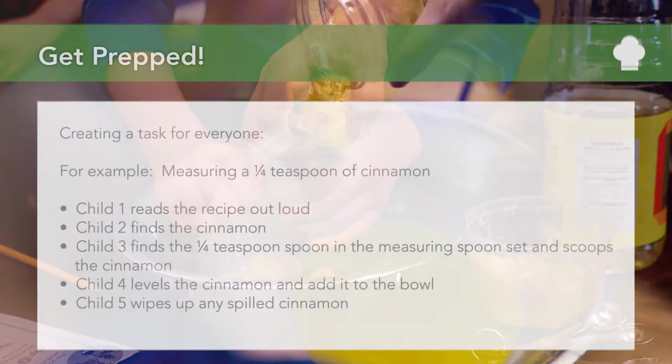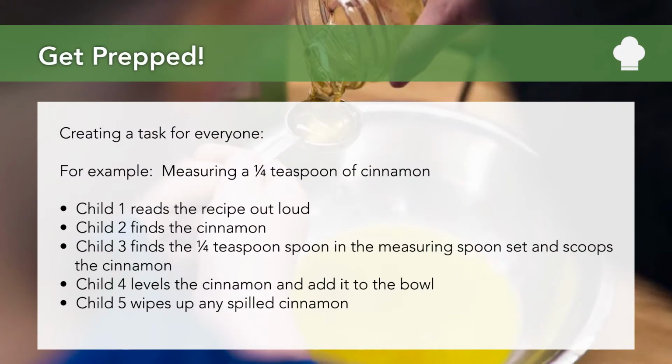For example, measuring a 1/4 teaspoon of cinnamon can actually be divided into 5 tasks for up to 5 students. Child 1 can read the recipe out loud. Child 2 can find the cinnamon. Child 3 can find the 1/4 teaspoon in the measuring spoon set and scoop the cinnamon so it's full and overflowing. Child 4 can take a stir stick or a fork or a spoon and level the cinnamon and add it to the bowl. And Child 5 can wipe up any spilled cinnamon and put the cinnamon away.